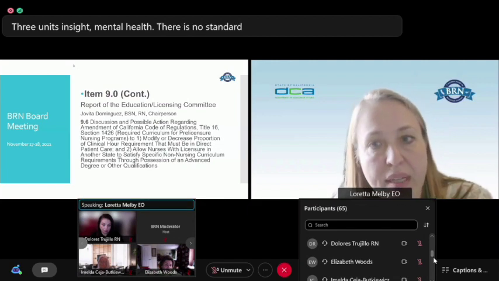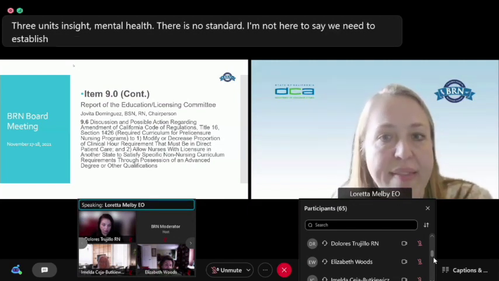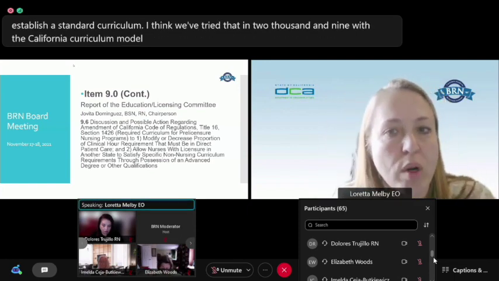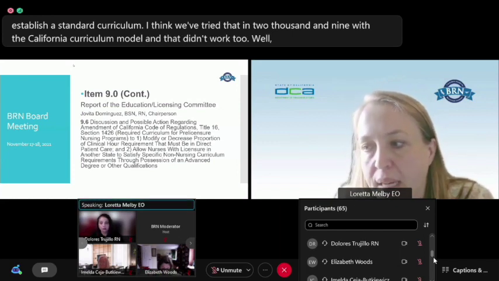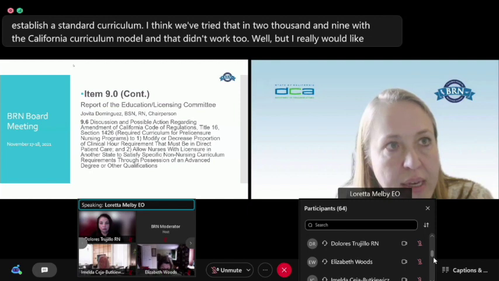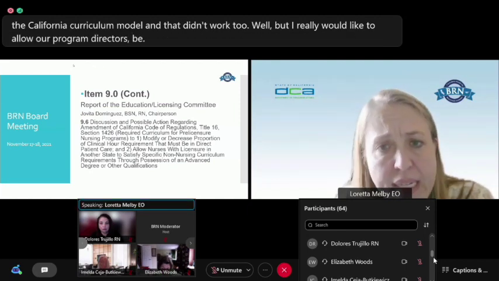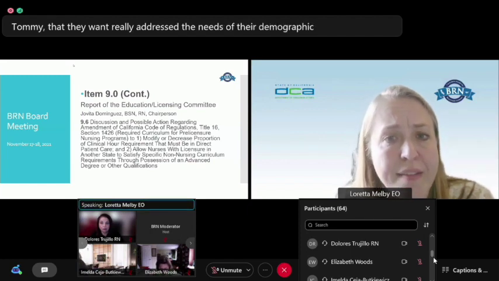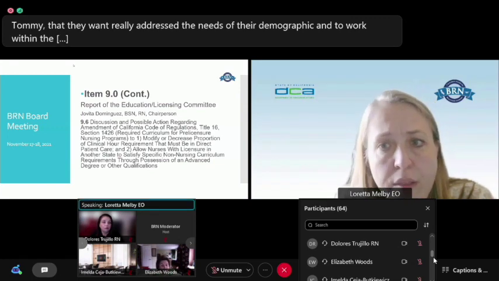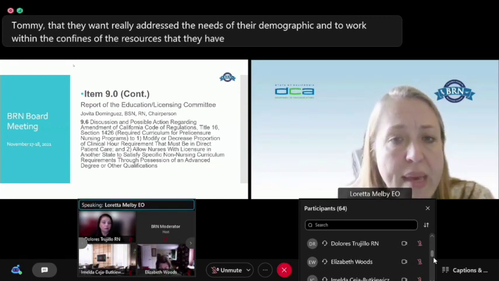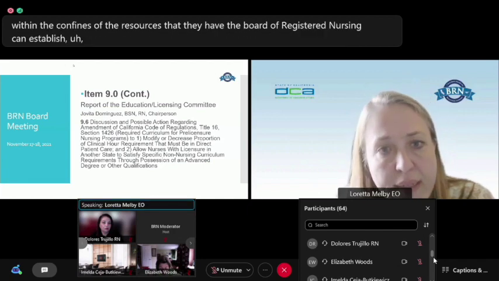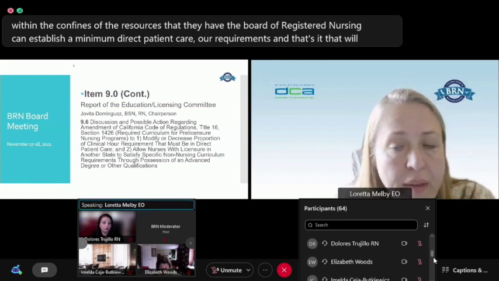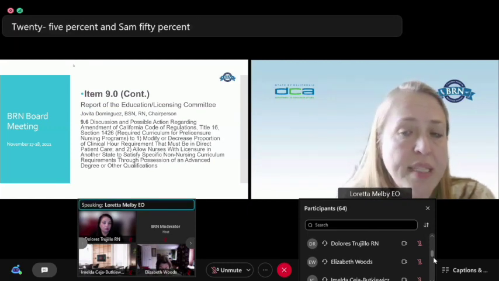I'm not here to say we need to establish a standard curriculum. I think we tried that in 2009 with the California curriculum model, and that didn't work too well. But I really would like to allow our program directors the autonomy that they want to really address the needs of their demographic and to work within the confines of the resources that they have. The Board of Registered Nursing can establish a minimum direct patient care hour requirement, and that's it. That will allow the schools to do 25% in SIM, 50% in SIM, 75% in SIM.